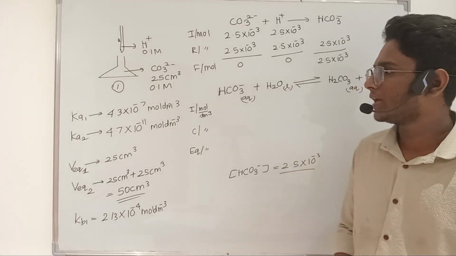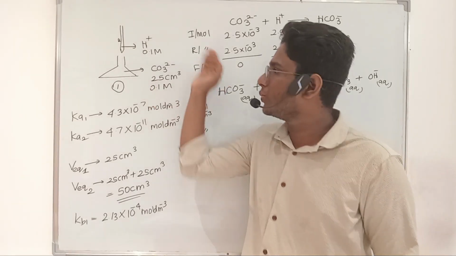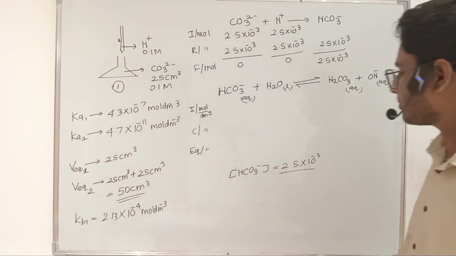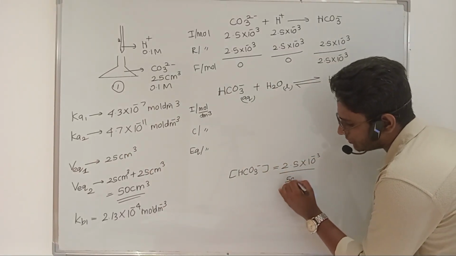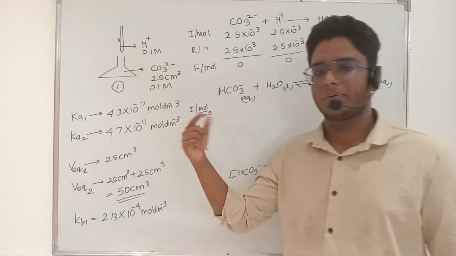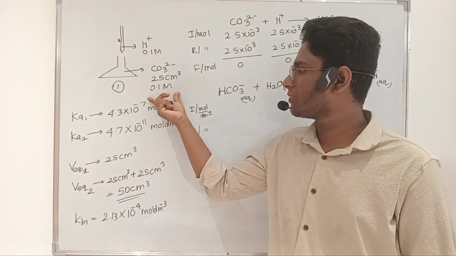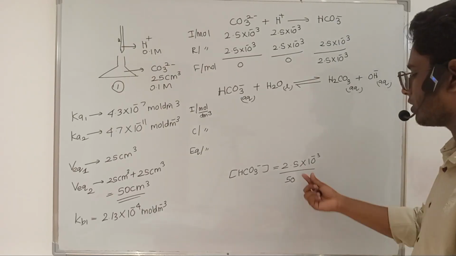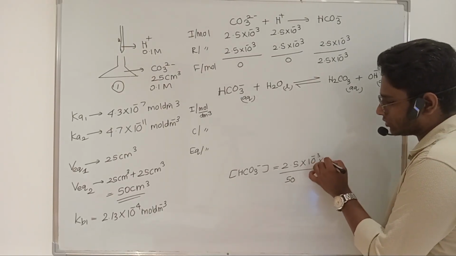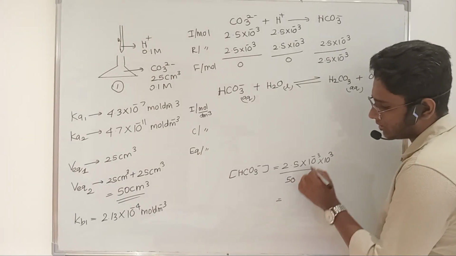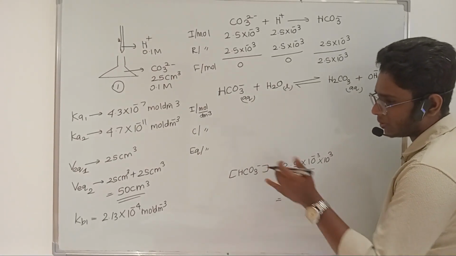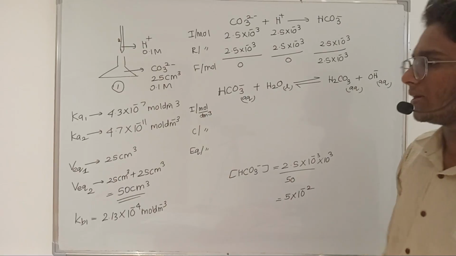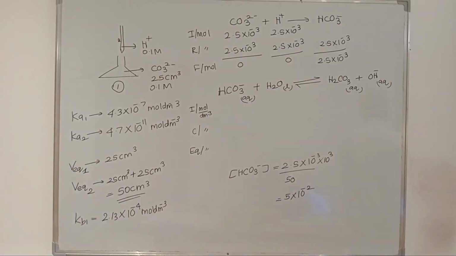What is the volume? Initially 25 centimeter cube was there. You added 25 centimeter cube of H plus, and now you have 50 centimeter cube of solution. The bicarbonate is in the 50 centimeter cube, right? Because initially 25 was there and you added 25. The total is 50, so the constant volume is going to be 50. So convert into decimeter cube, I'll multiply this by 1000. Then I'll be getting 2.5 over 50. That is 5 over 100, that is 5 into 10 to the power minus 2. That is the concentration of bicarbonate.